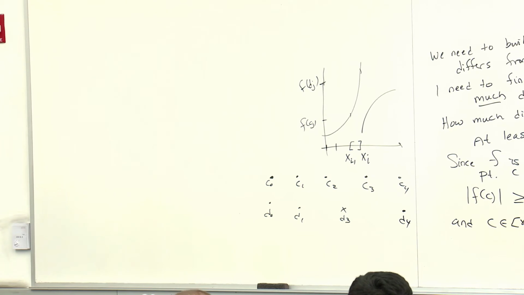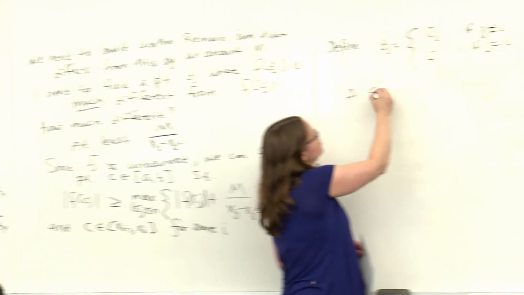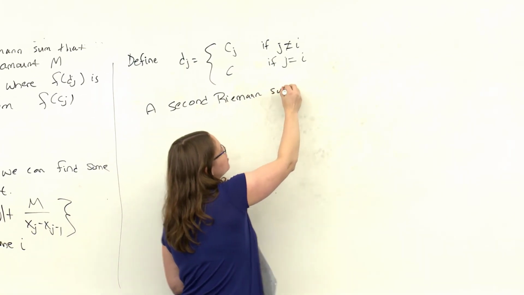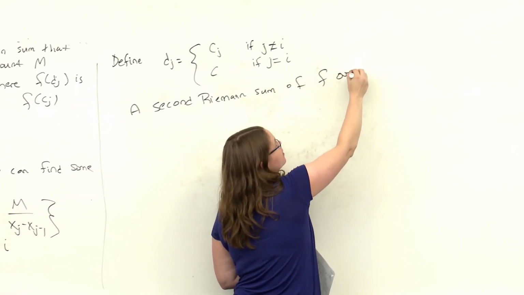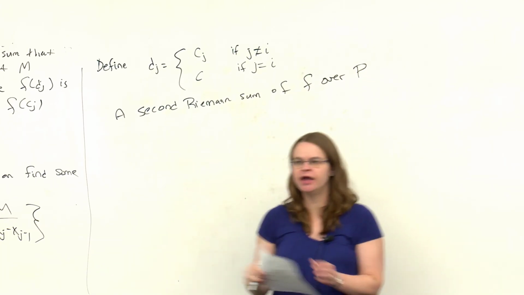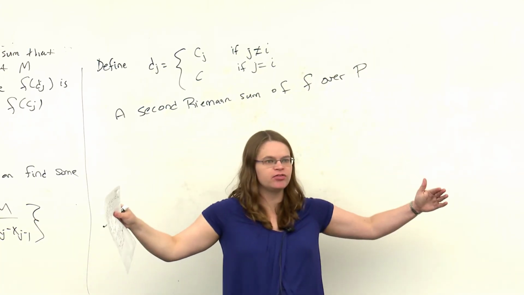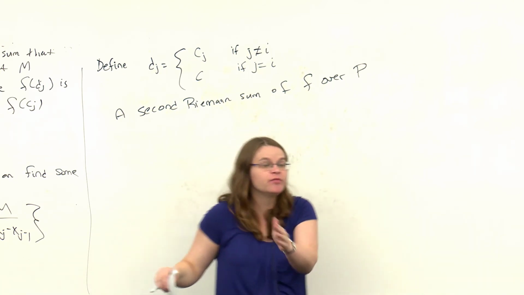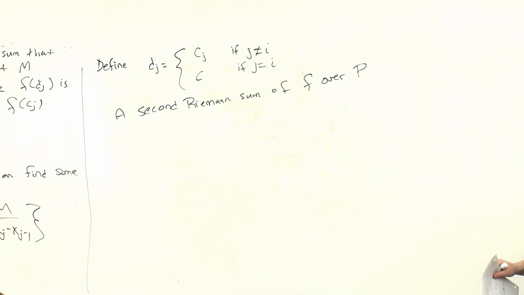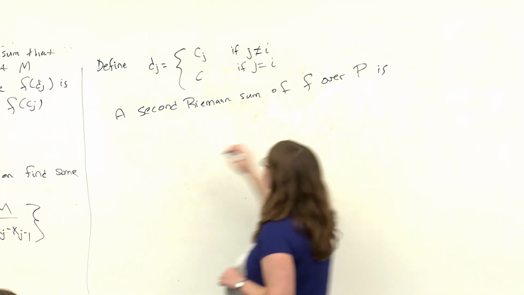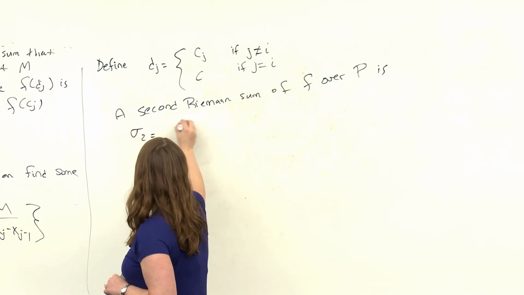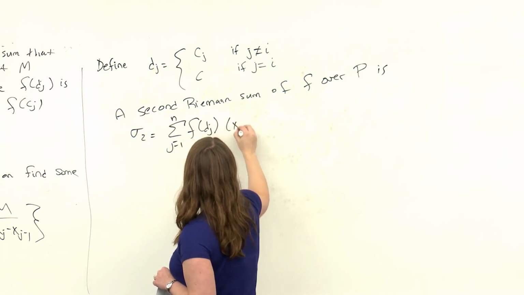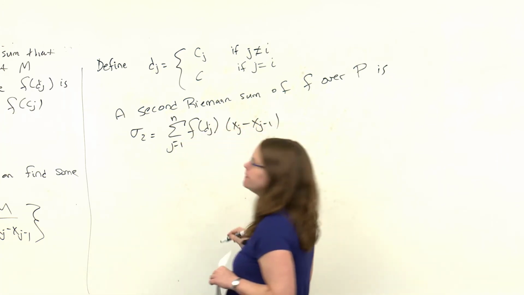Okay, and now we can write down a second Riemann sum of f over the same partition. So we're still using the same partition, right? x0, x1, x2, up to xn are all the same points. All I've done is I've moved the cj's in between those intervals. In fact, I've only moved one of the cj's. Sigma 2, which is the sum from j equals 1 to n of f of dj times xj minus xj minus 1.